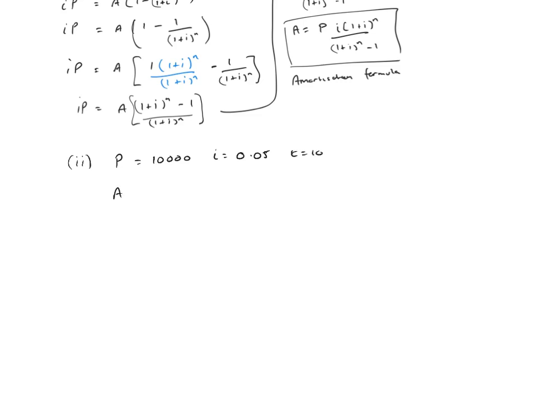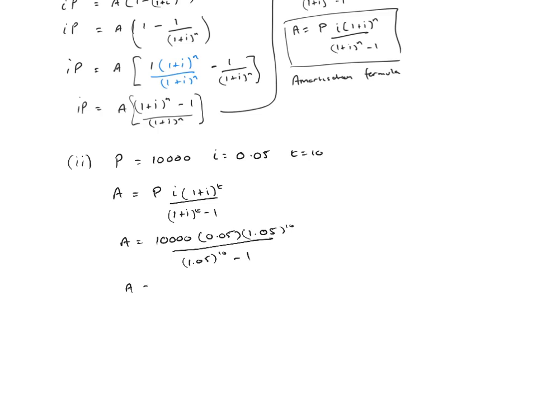So using the formula, A is equal to P times I times (1 plus I) to the power of T, all over (1 plus I) to the power of T minus 1. Just stick in the values. A is equal to 10,000, multiplied by 0.05. And you've got 1.05 to the power of 10, all over 1.05 to the power of 10, minus 1. You put it into your calculator, guys, and get an answer.